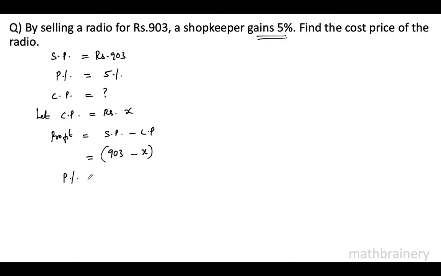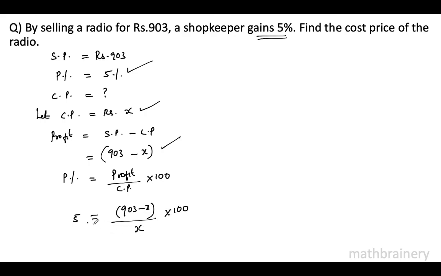What is the profit percent formula? Profit percent is equal to profit by cost price into 100. Profit percent is 5%. Let's substitute the values. Profit percent is 5%, so let's replace this by 5. Profit is 903 minus X divided by the cost price, which we have assumed as X rupees, multiplied by 100. Let me multiply this 5 with X, cross multiplication. 5 times X is 5X. This is equal to 100 into 903 minus X.